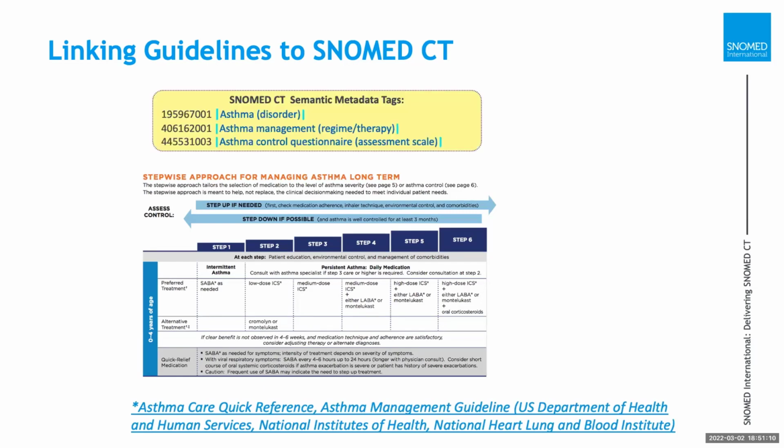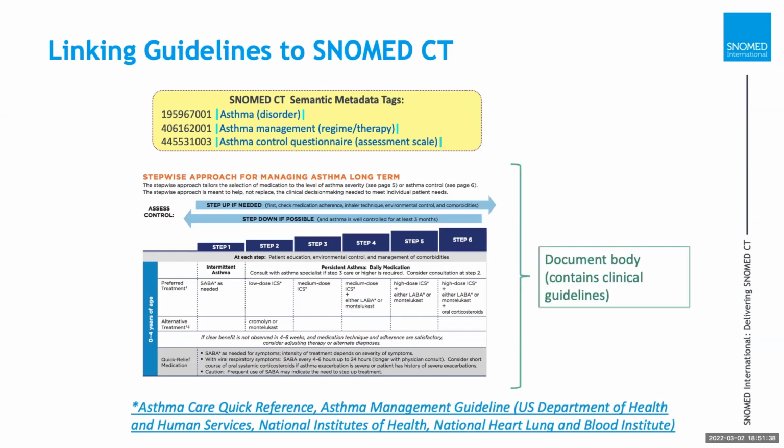SNOMED CT concepts can be applied as a semantic metadata tag to these clinical guidelines to specify the clinical codes that indicate the need for this guideline. So here you see this guideline may be relevant for any diagnosis of asthma, or when an asthma management regime is put in place, or when an asthma control questionnaire is completed. We can think of the clinical guideline as a document, with the guidelines themselves being part of the body of the document, and then the concept identifiers appearing in the document header as metadata.